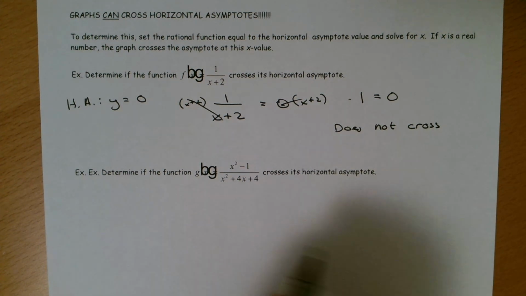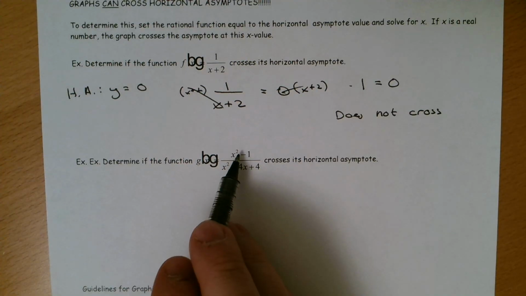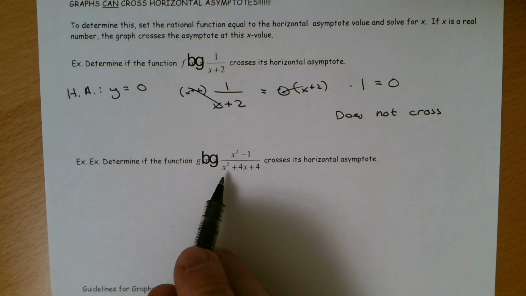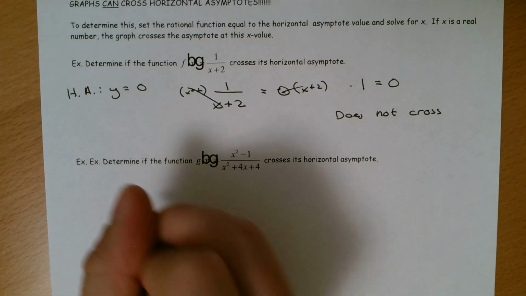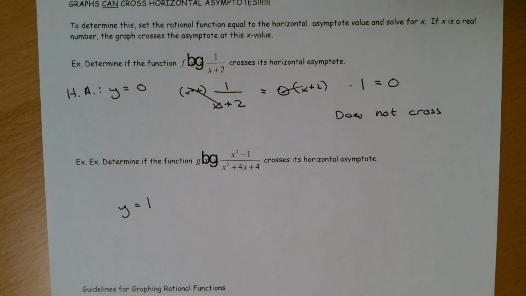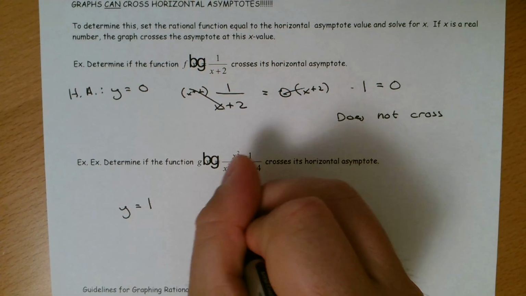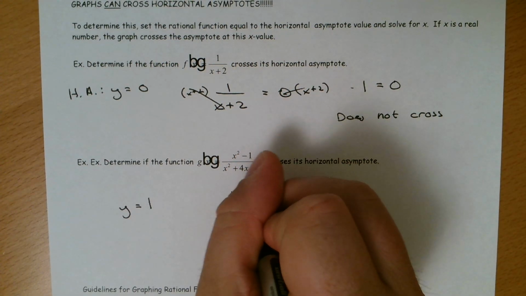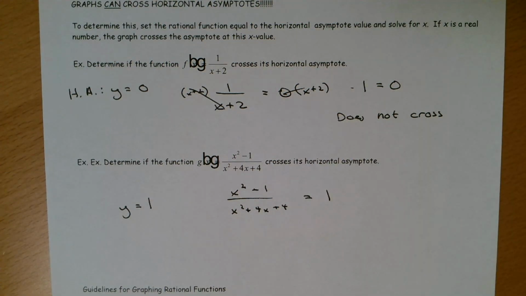Okay, but if we take a look at this other one, this next one. So we got ourselves equal degree, second degree on top and second degree on bottom. So our horizontal asymptote is automatically 1 over 1, which is 1. So now we want to find out, does our function, which is x squared minus 1 over x squared plus 4x plus 4, does it ever equal 1? Okay, so let's find out.